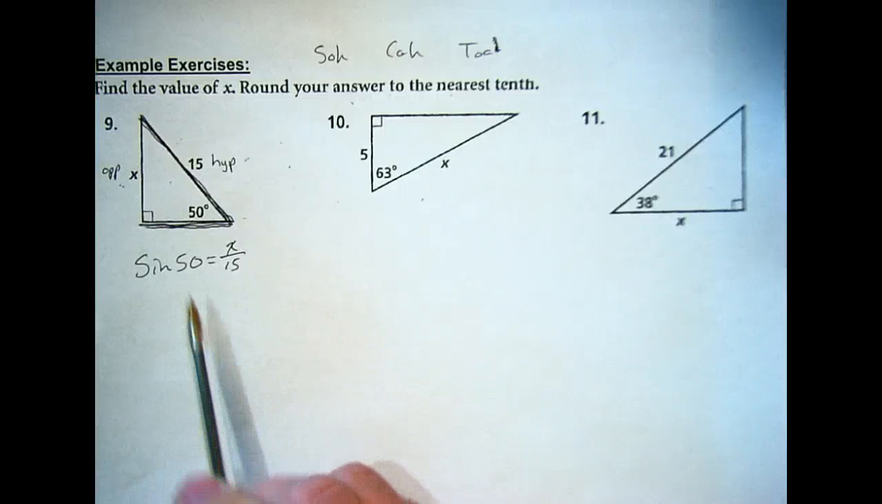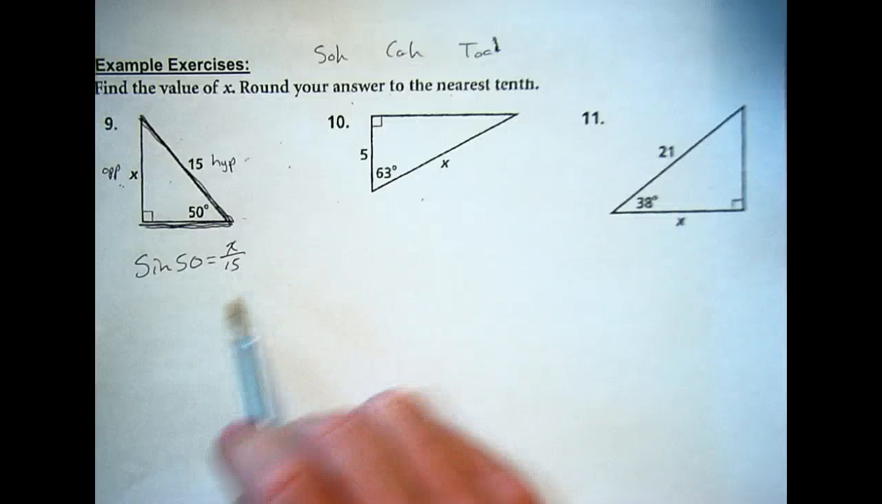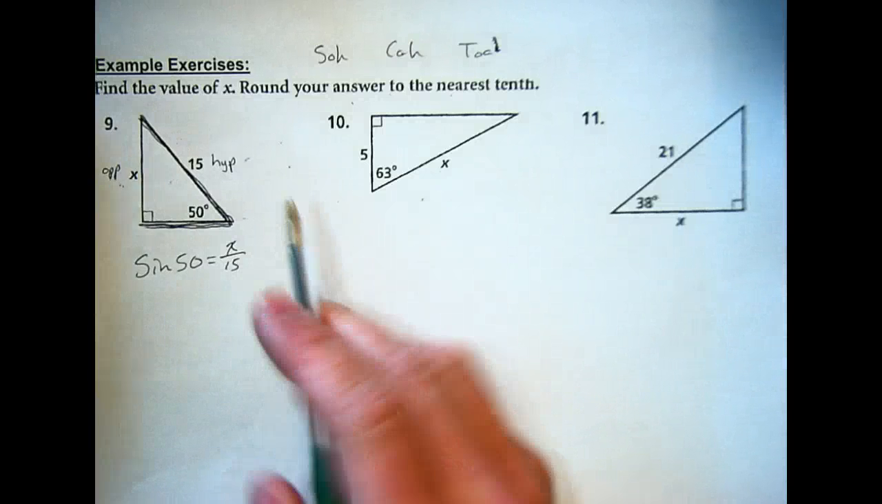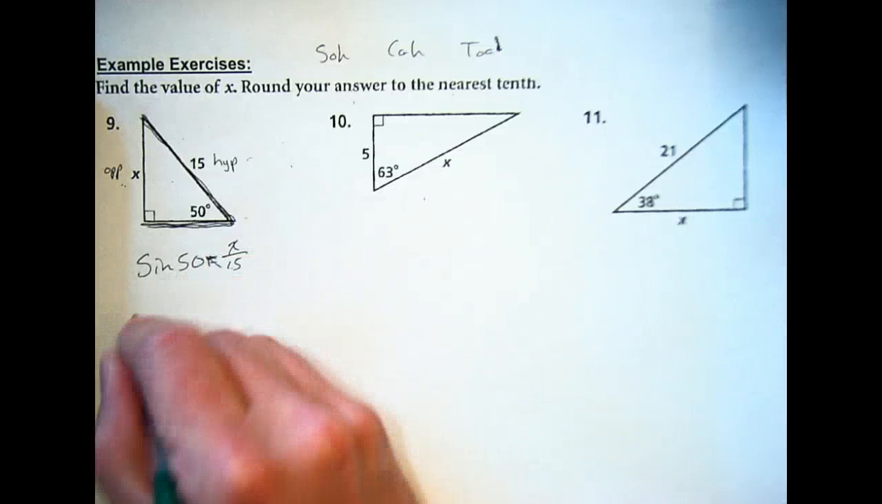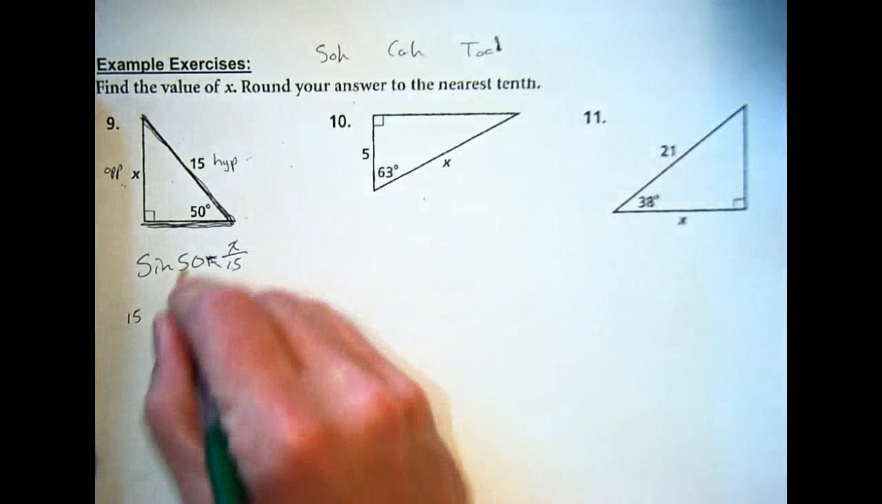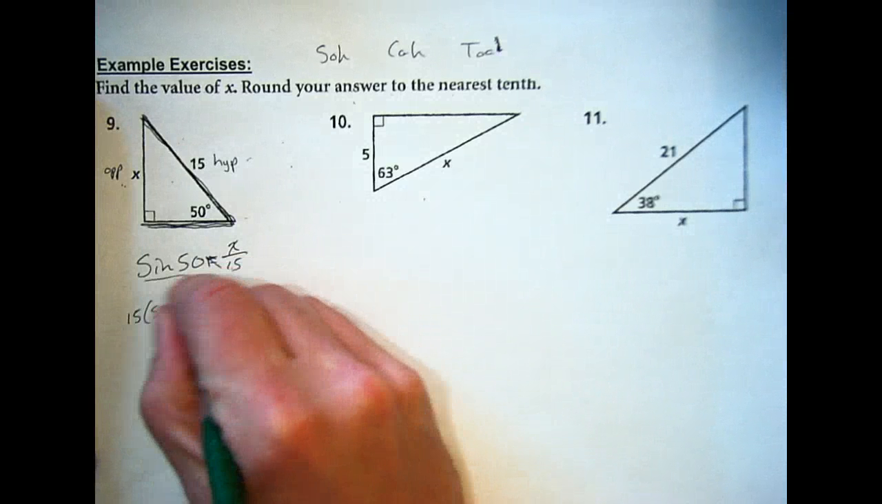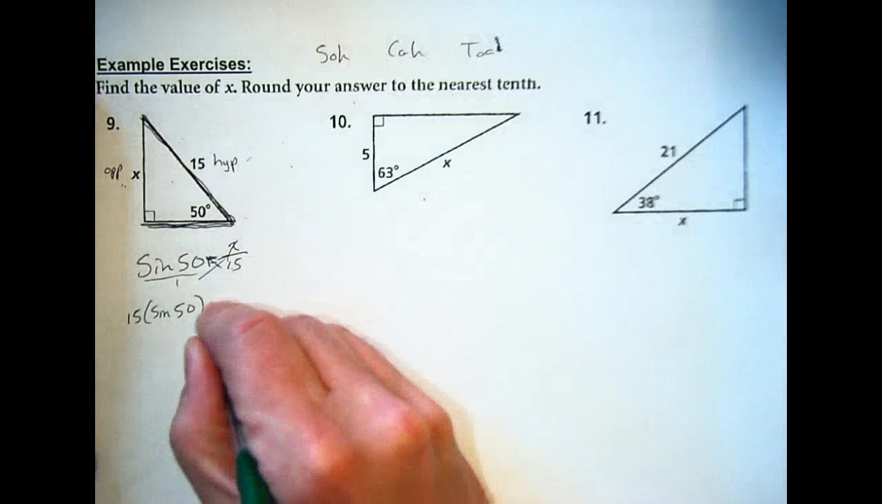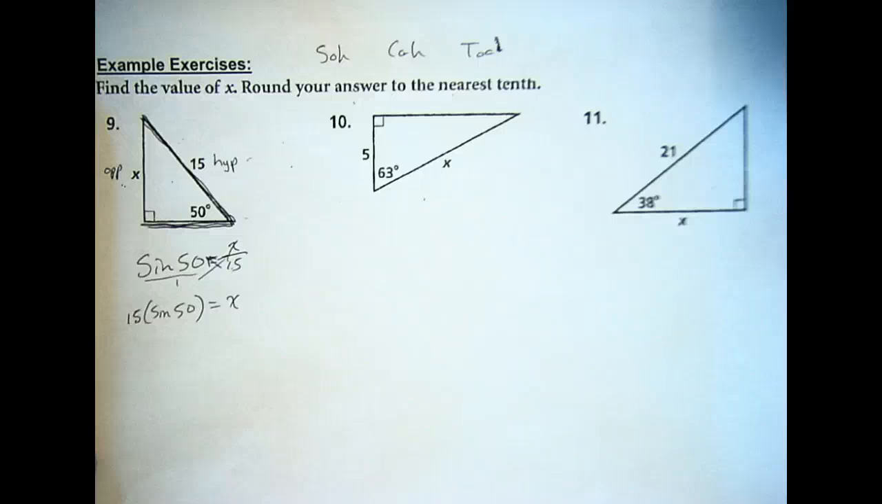No, that won't work because I need to see exactly what you're putting in your calculator. So I'm glad you wrote that down. I mean, that's the first piece. But I actually need to see the piece you're putting into your calculator, which most of you are putting in 15 times sine 50 equals x. So when you cross multiply, I need to see the 15 sine 50.